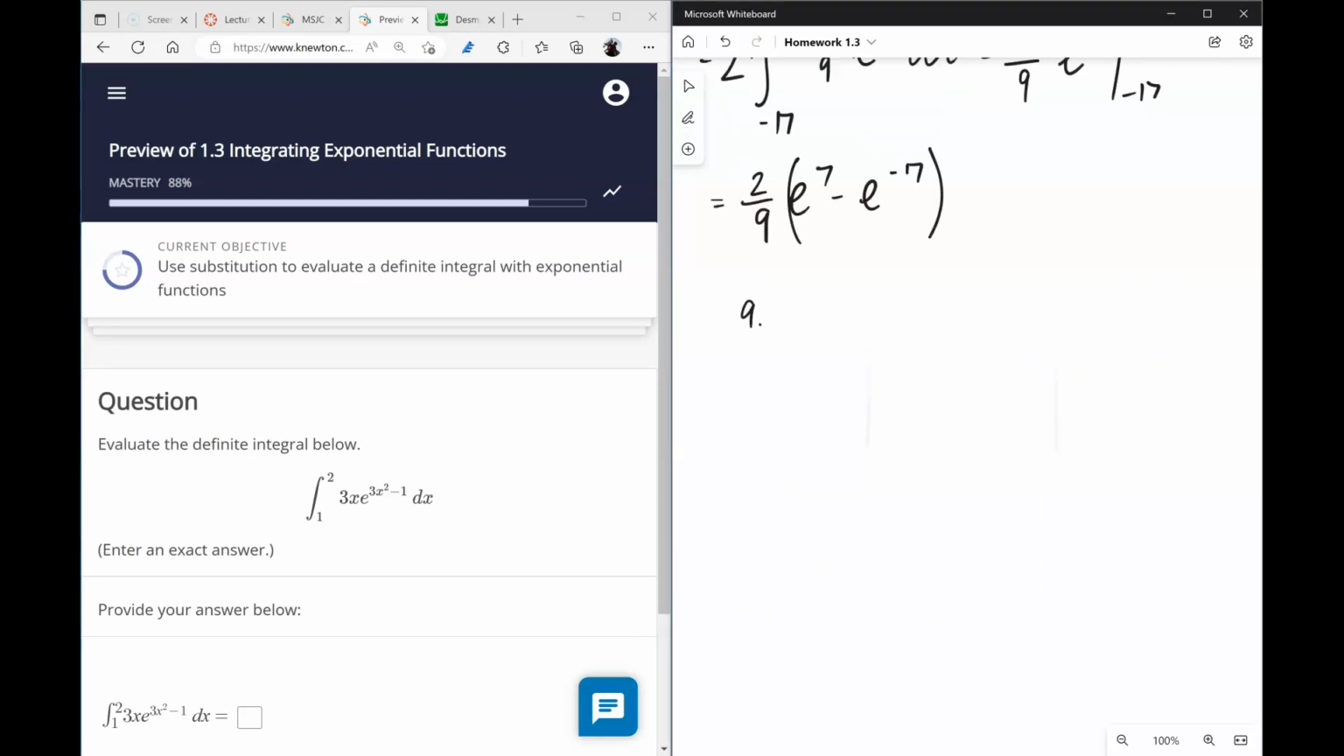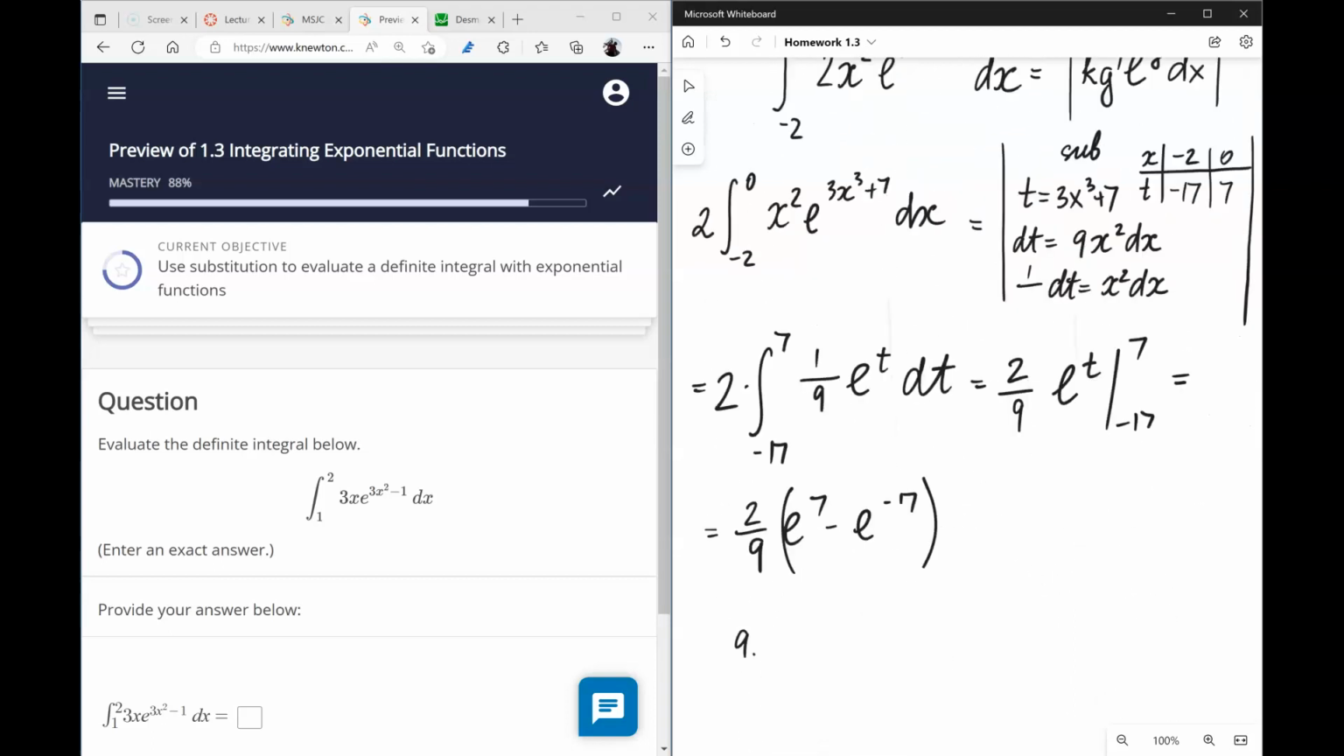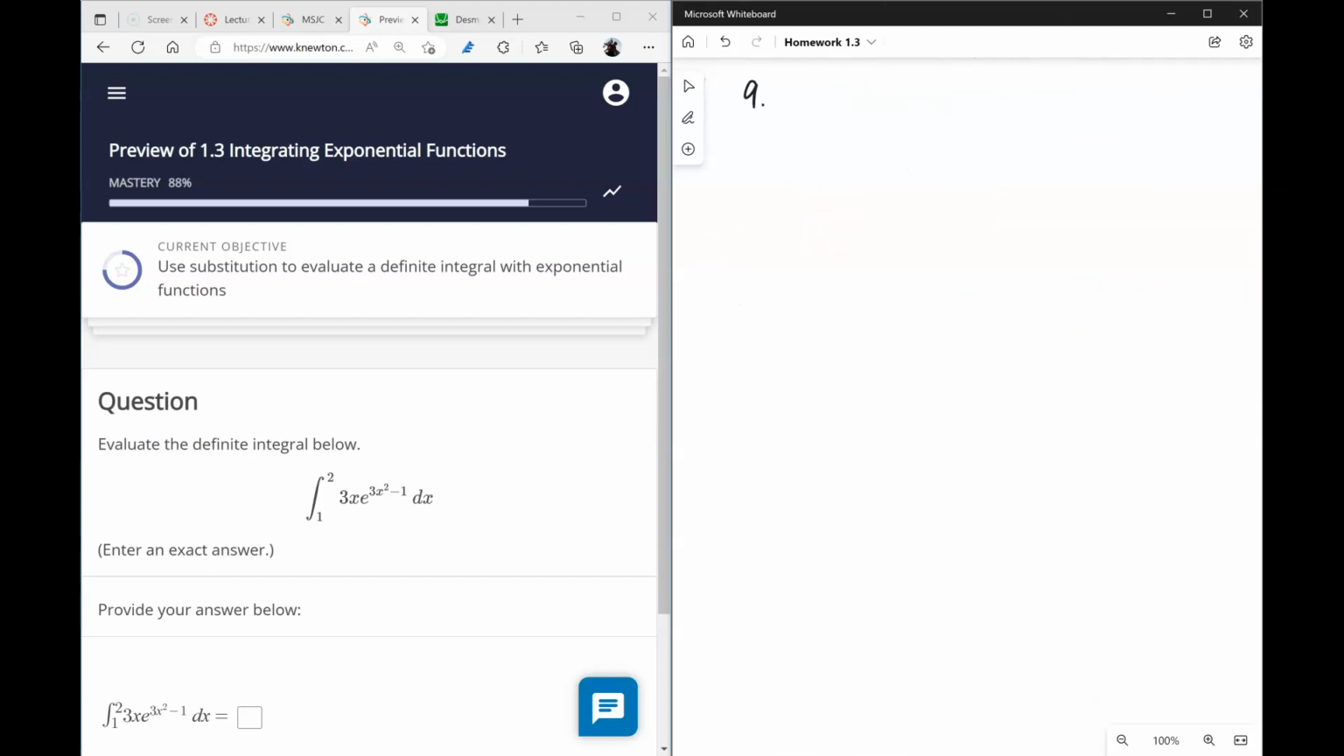So this is problem 8. And we have a definite integral from 1 to 2 of 3x e to the 3x squared minus 1. Pause video for a second and try to guess which substitution I am going to use. It's a standard one. If you guessed this right, good job.